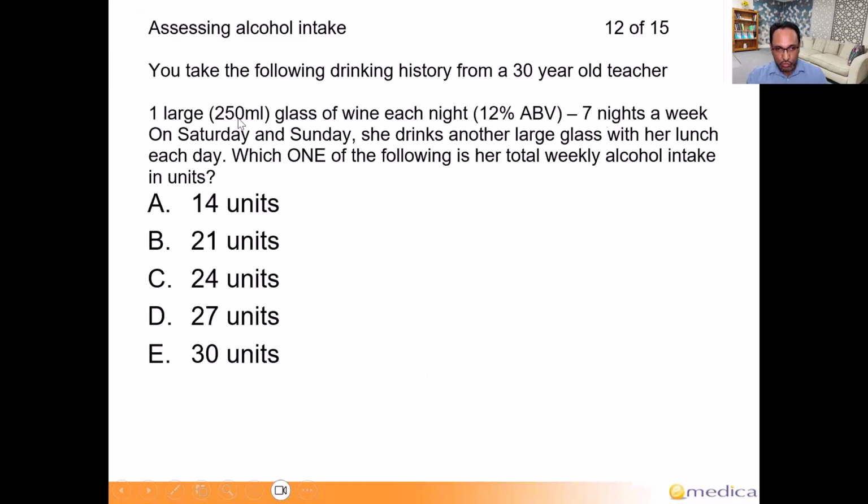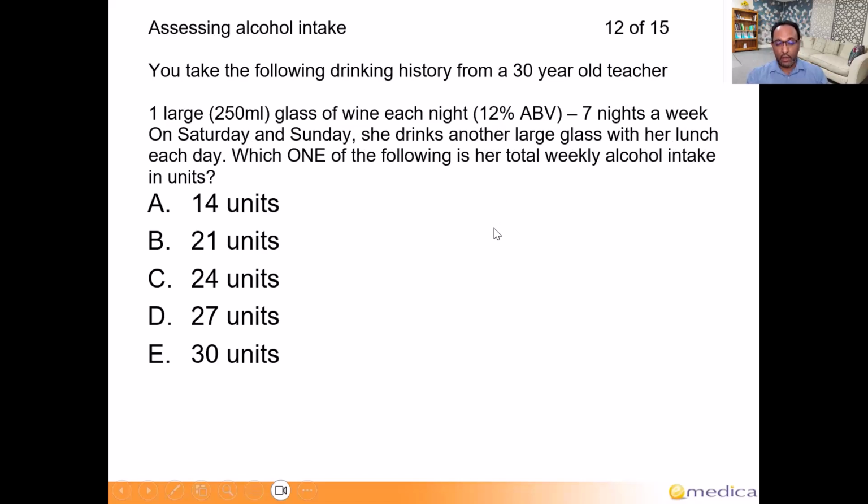And we're told it's a 250 ml or large glass, and it's a standard or medium strength for wine, about 12% alcohol by volume. But you see, on Saturday and Sunday, they also drink another glass with lunch because they're not at work. They're teaching Monday to Friday. So they're only drinking in the evening. So that's the first bit, is reading carefully, because it's easy just to look at the number. This is in the description rather than a number just given. So 9 glasses of wine.